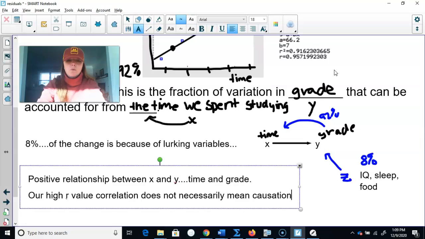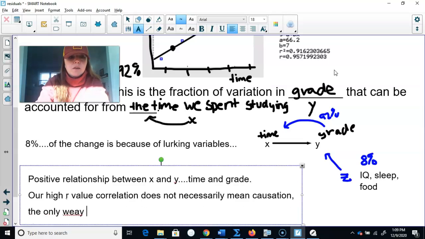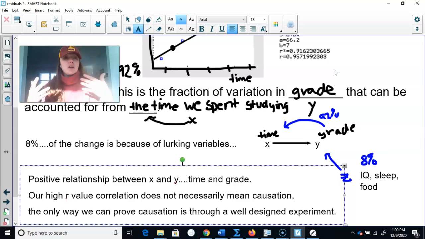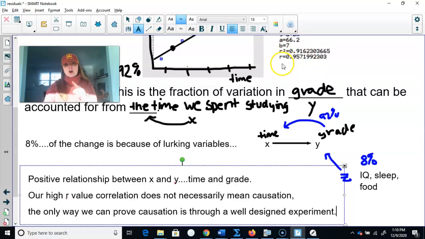grade. The only way we can prove this is through a well-designed experiment. And we're going to learn about what is a well-designed experiment in the next chapter. So that's one thing to remember about the correlation coefficient, your R.